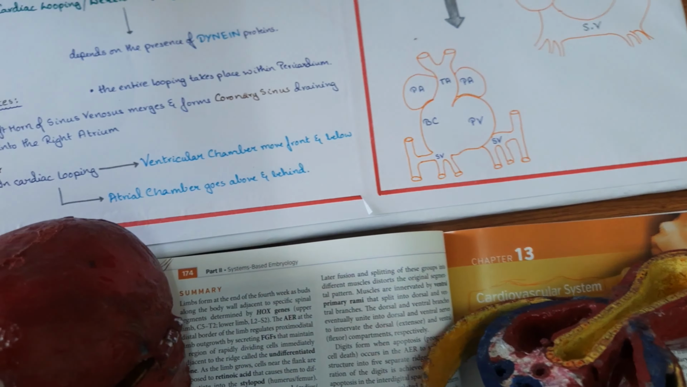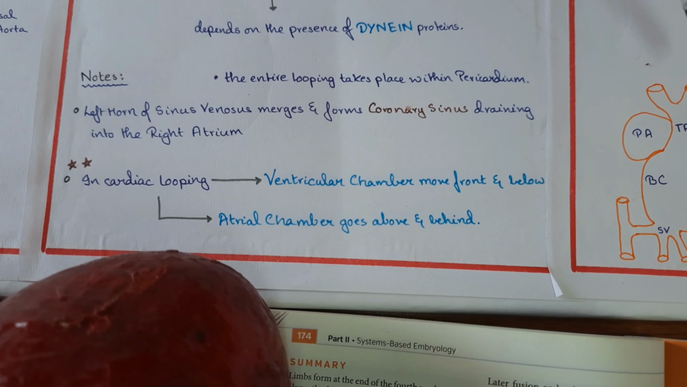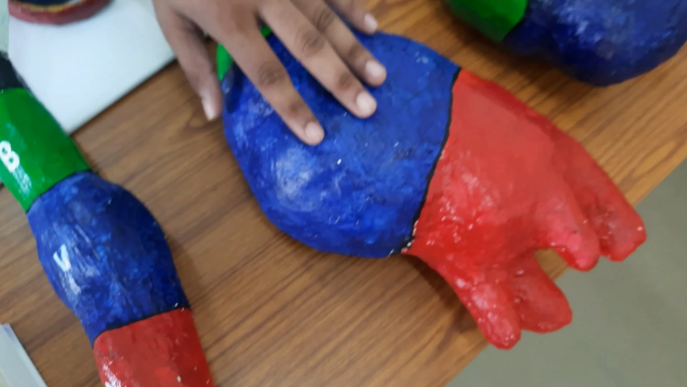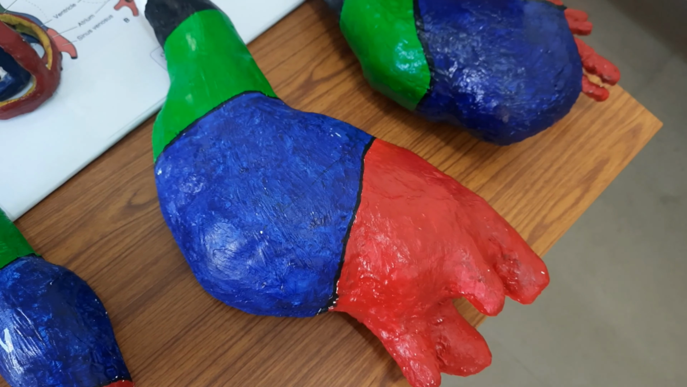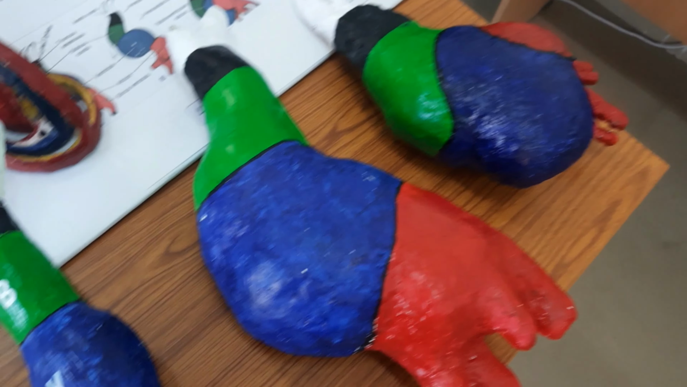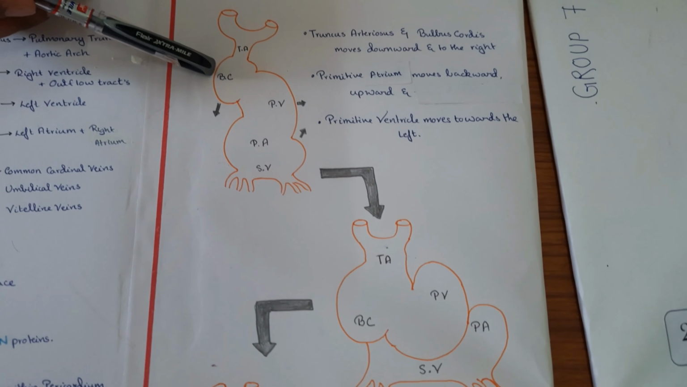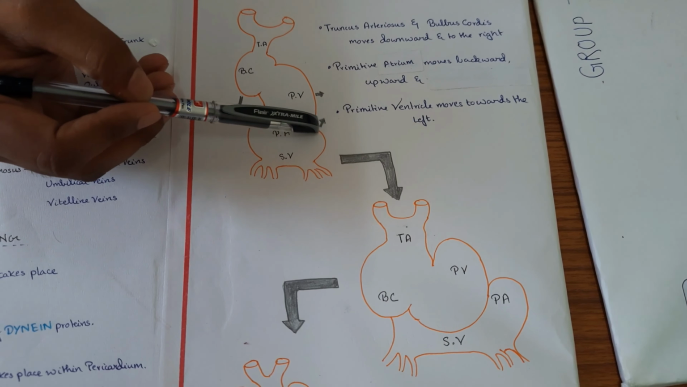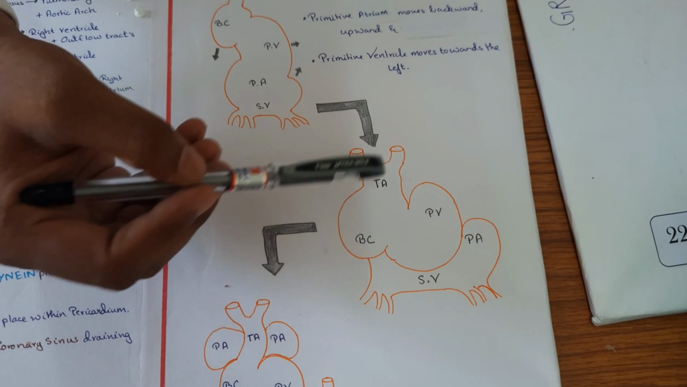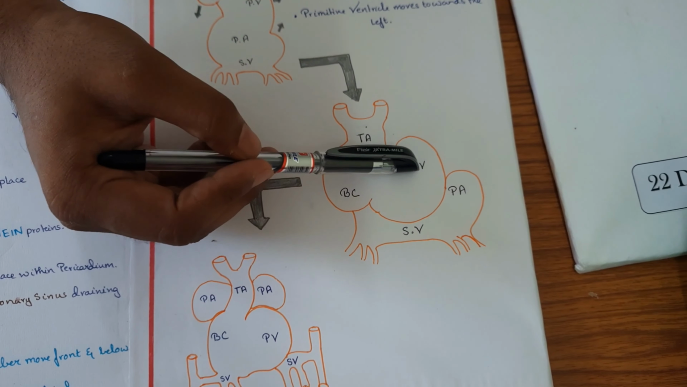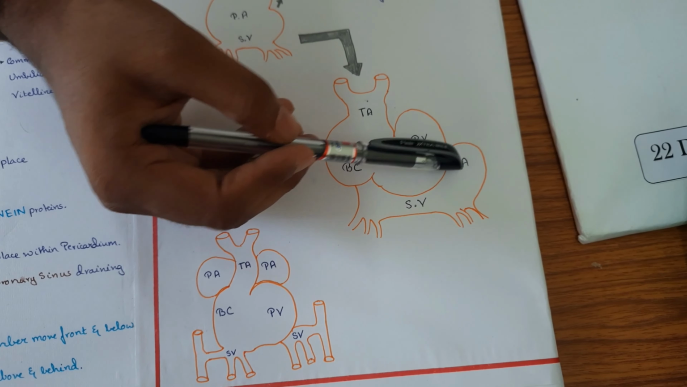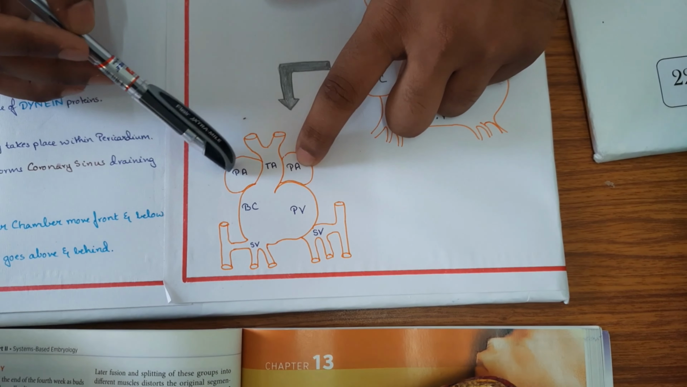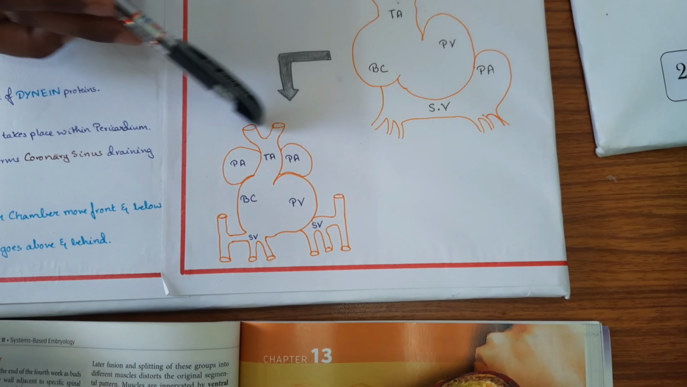Now in cardiac looping, the ventricular chamber moves to the front and below, and the atrial chamber moves towards the back and upwards as it progresses. Structurally, the bulbus cordis moves downwards and to the right, and the primitive atrium moves backward and upwards. The bulbus cordis occupies this structure, the primitive ventricle occupies this structure, and the primary atrium moves slightly backwards and upwards, forming structures behind the truncus arteriosus. This structure somewhat looks like our modern heart.